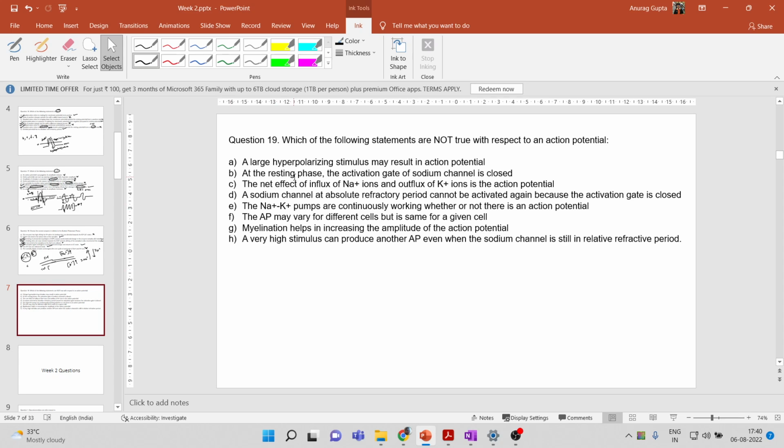Moving on, which of the following statements are not true with respect to an action potential? Again, I'll give you people 2 minutes to solve this. So, some of the questions in your final exam you can expect at this level. Of course, some will be easier than this, and some will be at this particular level. It will not be exactly straightforward.